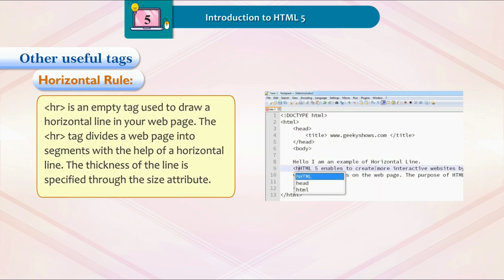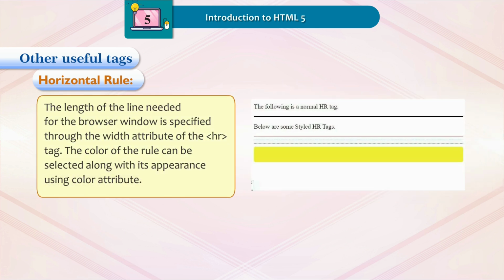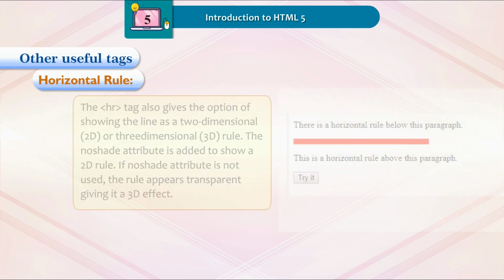Horizontal rule. HR is an empty tag used to draw a horizontal line in your web page. The HR tag divides a web page into segments with the help of a horizontal line. The thickness of the line is specified through the size attribute. The length of the line needed for the browser window is specified through the width attribute of the HR tag. The color of the rule can be selected along with its appearance using the color attribute.